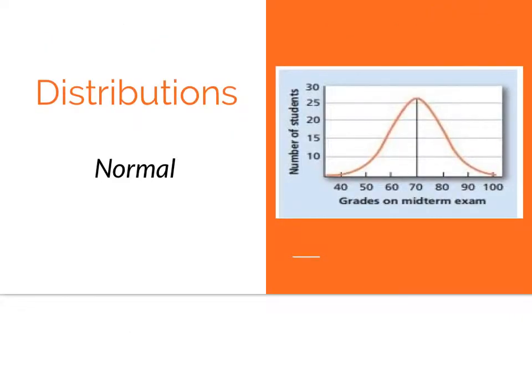Here's another example of it. Here we have the number of students. Didn't know I had this slide. And here we have grades on the midterm exam. So this is the number of students. Very few, perhaps one student scored below 40. Then between 40 and 50, we have a little bit more, perhaps 6 students.